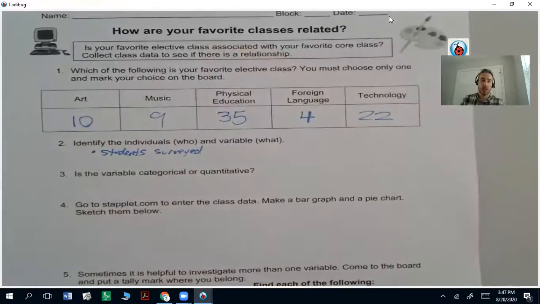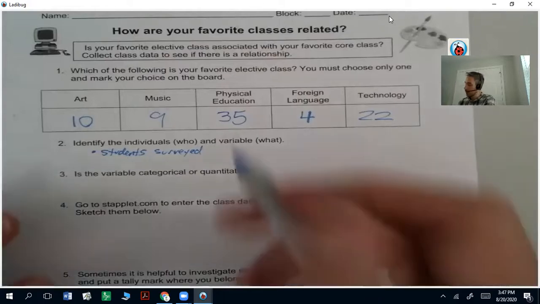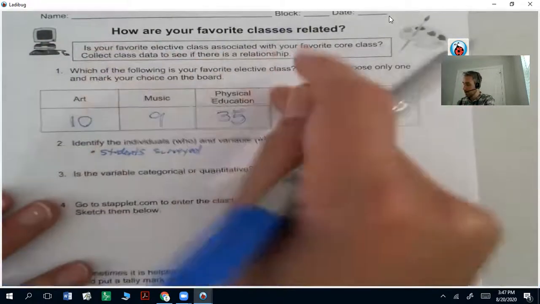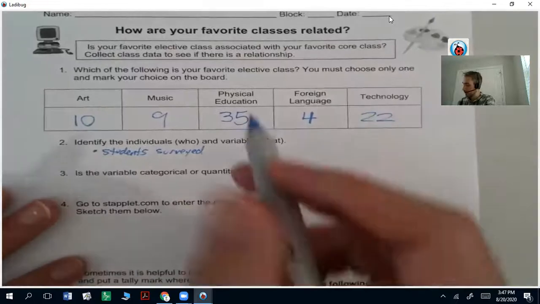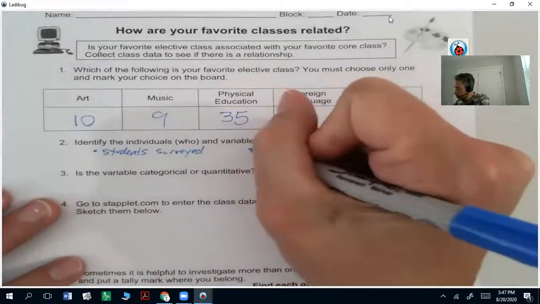Not the types of classes. The students themselves would be the individuals. So you break that down, you have 80 different data points. The variable would be what changes, and in this case, that variable is the type of elective.